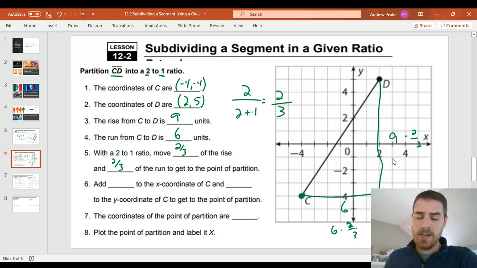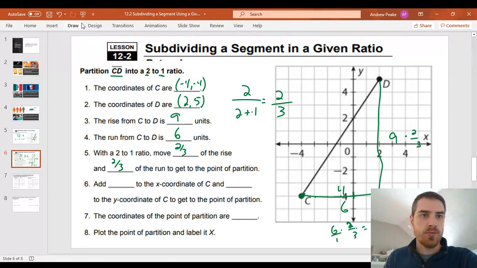So a little quick demo on multiplying fractions. You just make it 6 over 1, and this would be 12 over 3, 6 times 2, 3 times 1. You multiply across the numerators and across the denominators. That gives me 4, which makes sense. 4 sounds like about 2/3 of 6. It should be smaller, not bigger. So I'd go over 1, 2, 3, 4. So I know I'm going 4 right here.